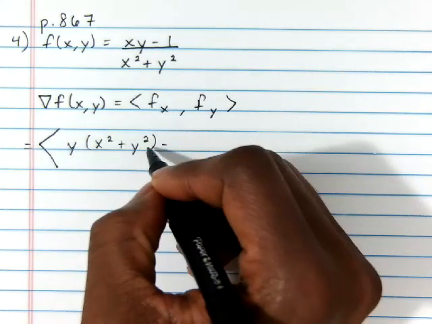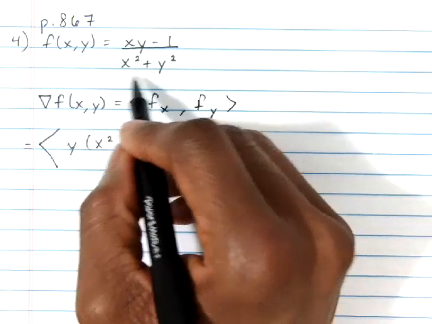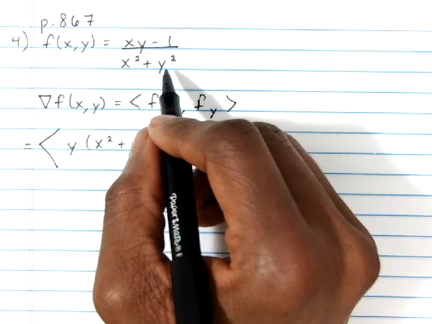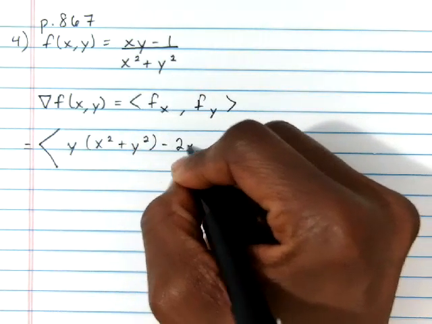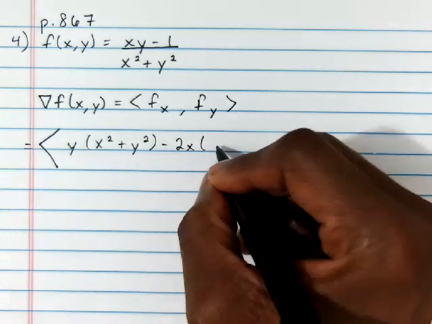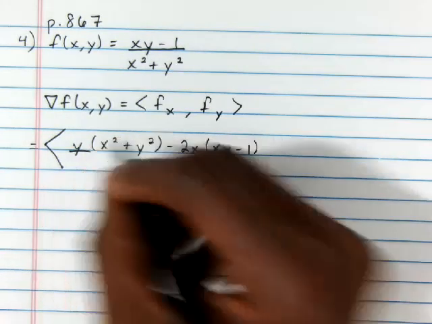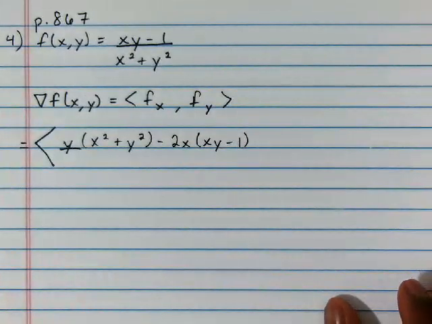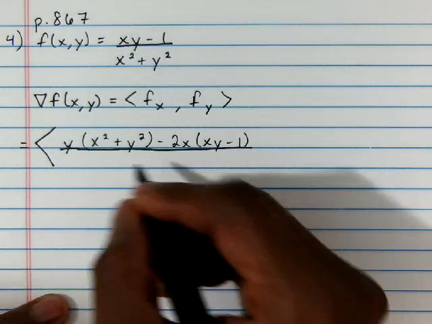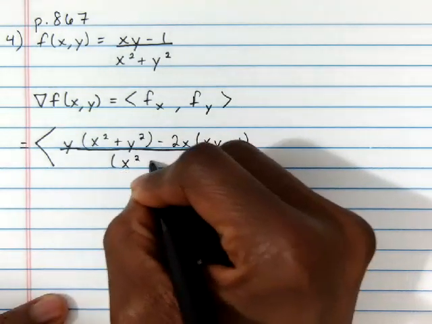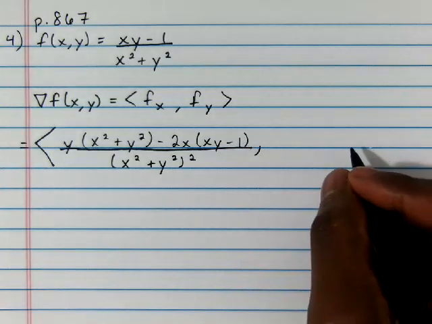Times the denominator stays the same. Then minus the derivative of the denominator with respect to x, which is 2x, then times the numerator stays the same, xy minus 1, all over our denominator squared, x squared plus y squared, quantity squared, comma.